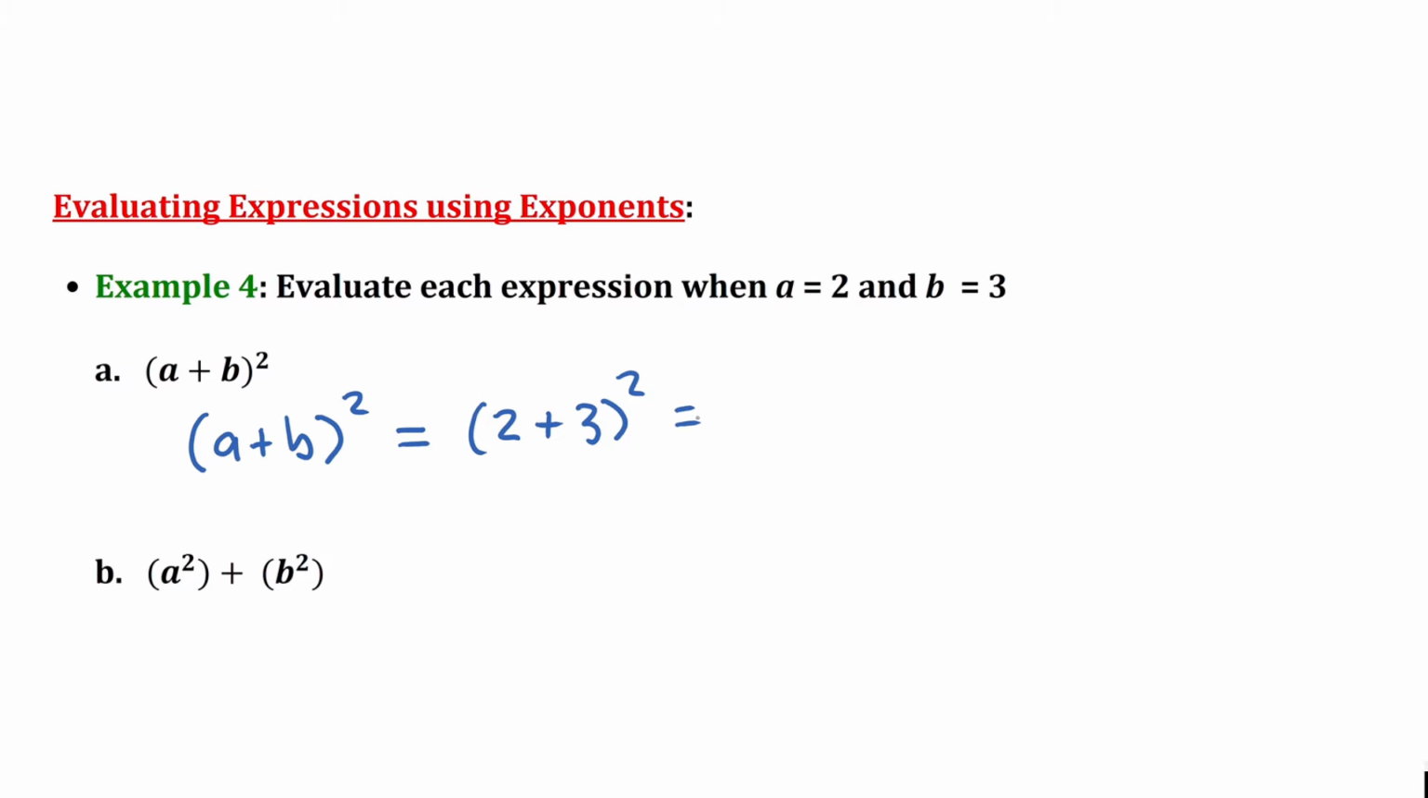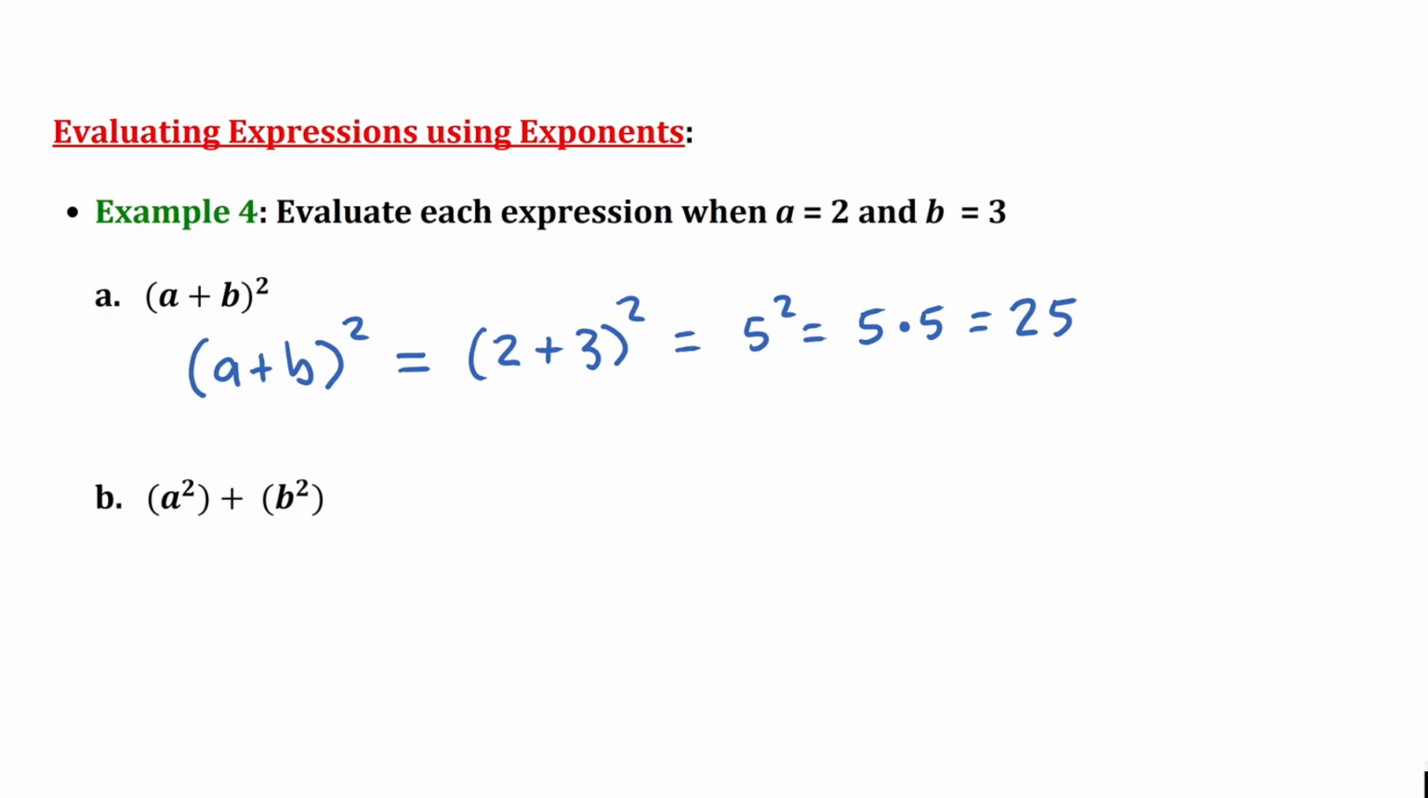Okay, using our order of operations, you always do what's in the parentheses first. Well, 2 plus 3 is 5. It'll be 5 squared, which is the same as saying 5 times 5, and we solve that to 25. Okay.